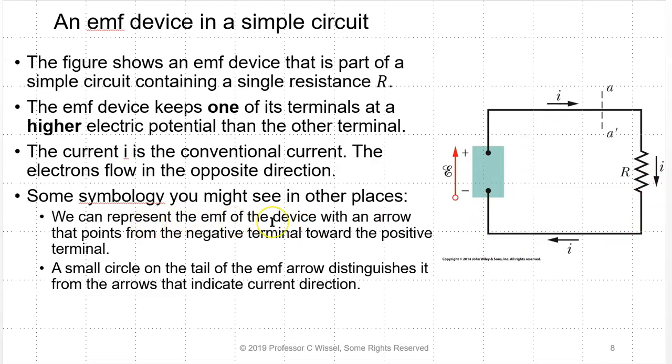Now, you might see this symbology in some other places. We sometimes represent the EMF device with an arrow that points from the negative terminal toward the positive terminal. A small circle on the tail of the EMF arrow distinguishes it from the arrows that indicate current direction. Some people use this, some don't. I've seen it and not seen it, so don't get too wedded to this.